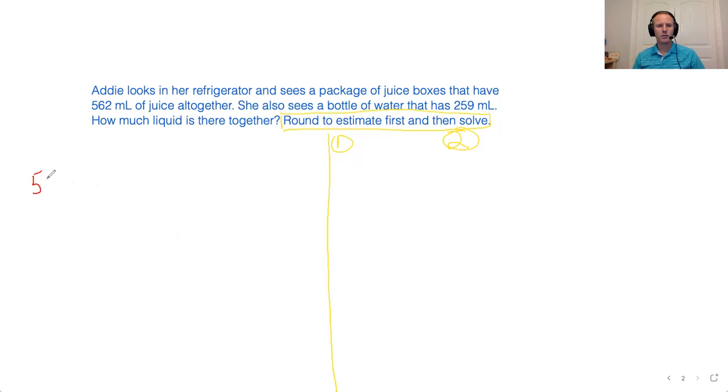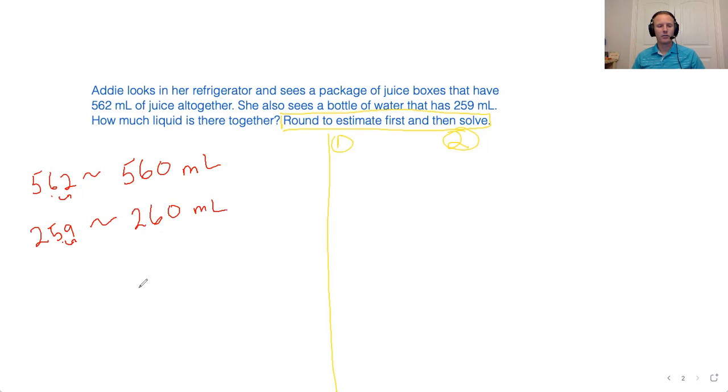562. Let's see, I'm rounding to the nearest 10. That means I look over here at the ones place. If it's 5 or above, I go up. If it's 4 or below, I go down. This one happens to be below. So 562 becomes 560. And I probably should put milliliters back on there. My next one is 259. And again, I'm rounding to the nearest 10, so let me look to the ones place, and if it's 5 or above, I go up. The 9 certainly is above 5, so this becomes 260.